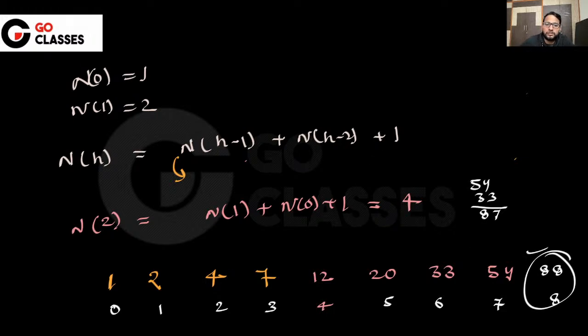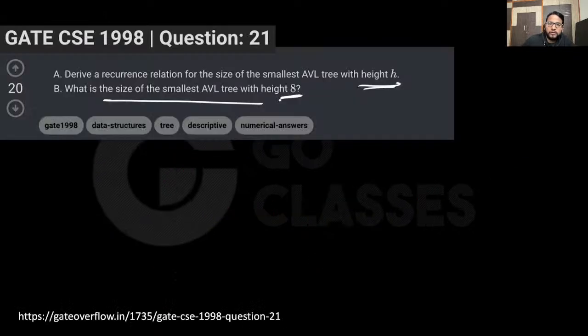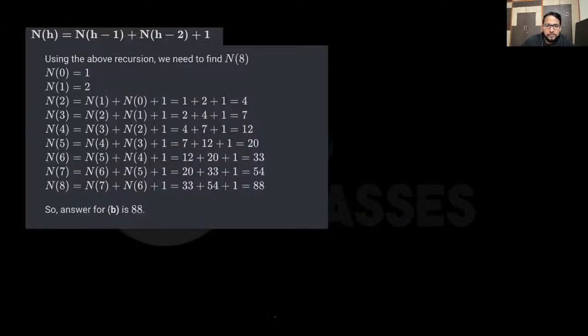Let me know if you have understood this particular question. Okay, cool. I hope you understood this. So 88 should be the answer. Let me check the answers also. Yeah, 88 is the answer, right? So that's how we can calculate the minimum number of nodes and also the maximum number of nodes.